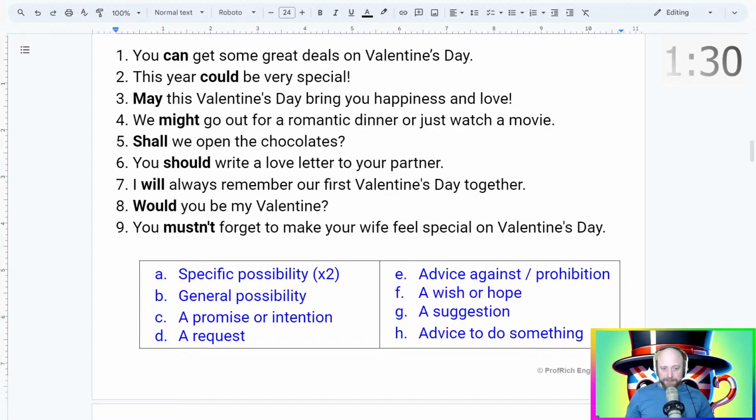For example, I can play piano. That's general ability. I can play piano on Tuesday at the church. That's a general ability in a specific situation. But tomorrow we can get some great deals. No, you can't do that because we don't use can for specific possibility. So this is quite important.